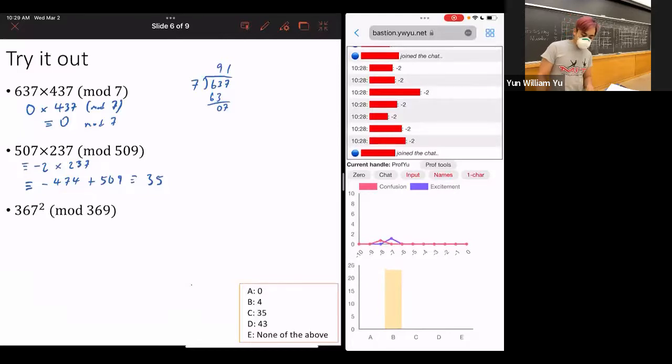Okay, so it looks like people are starting to get the hang of it. Yeah, you could multiply it out and then divide by 369, but that's kind of painful. So instead what we're going to do is recognize that 367 is the same as minus 2. And this is minus 2 squared, which is equivalent to 4 mod 369.